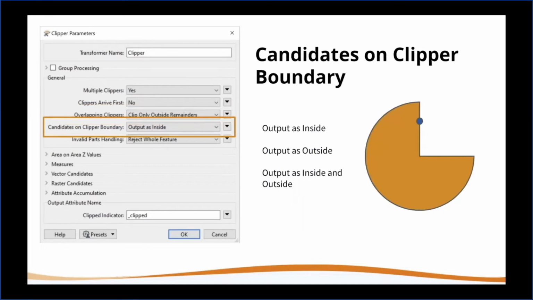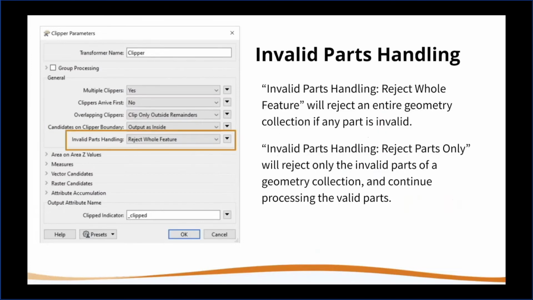Next parameter on our driving tour is called the candidate's Unclipper boundary parameter. In this case, I have a point candidate and an orange area clipper, and the point happens to lie on the boundary of the area. If the parameter is set to output is inside, the point candidate will come out the inside port. If it's set to output is outside, it'll come out the outside port. And if the parameter is set to output is inside and outside, 2 point features will leave the Clipper transformer, one out the inside port and one out the outside port.